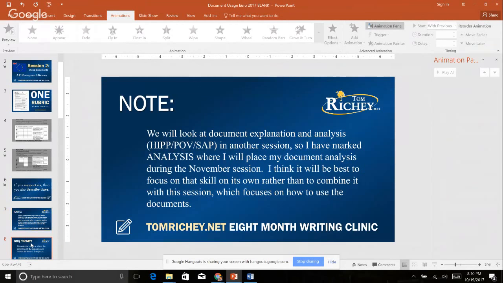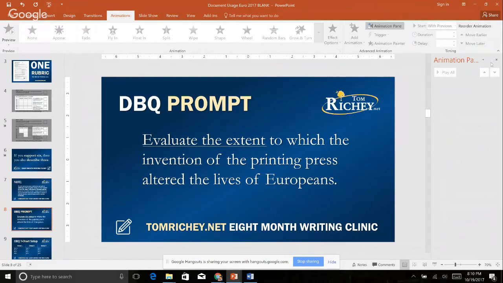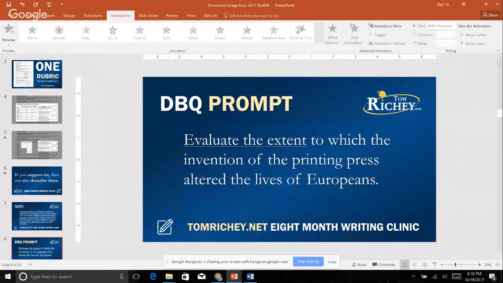Let's go ahead and take a look at this DBQ prompt. Evaluate the extent to which the invention of the printing press altered the lives of Europeans. Of course, as a DBQ prompt, you're putting different thinking skills together. It's not like the LEQ where you've got one thinking skill. There's a bit of causation here. There is a bit of continuity and change over time. A bit of the old periodization that's not on the LEQs anymore. But the printing press comes along, to evaluate the extent.